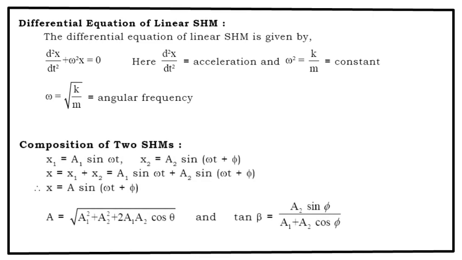Composition of SHM, we have two SHMs, x1 is equal to a1 sine omega t and x2 is equal to a2 sine omega t plus phi. If you write x1 plus x2, then x is equal to A sine omega t plus phi. Resultant amplitude A is equal to square root of a1 square plus a2 square plus 2a1 a2 cos phi, and tan beta, that is phase difference, is equal to a2 sine phi upon a1 plus a2 cos phi.